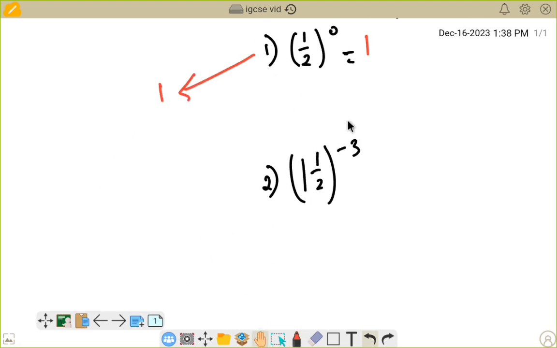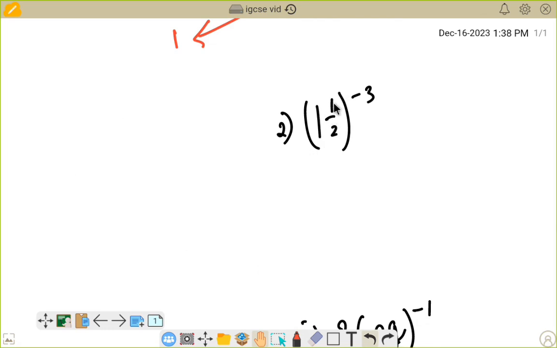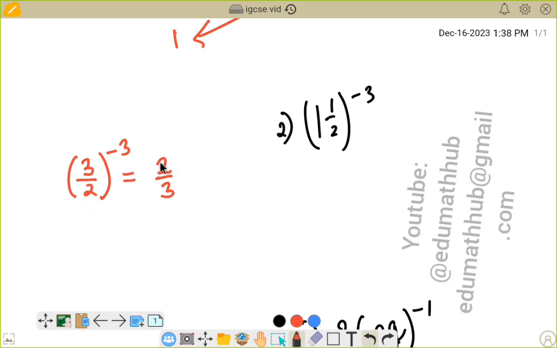Now the second one, you have 1 whole number 1 over 2 raised to the power minus 3. Just convert this to an improper fraction. So you have 2 times 1, that's 2, plus 1, 3. That will give you 3 over 2. Then this is being raised to minus 3. So use the negative index law. You flip it, that will give you 2 over 3. I've flipped it, you can see 2 went up, 3 came down. Now don't put in the negative sign, just put in the power.